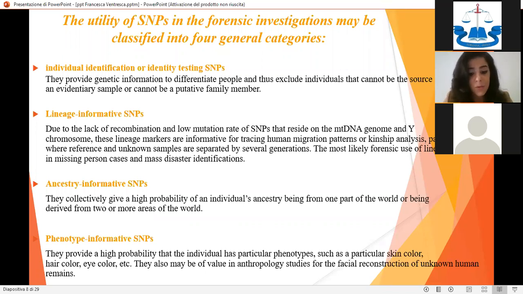Then SNPs could also provide information about the ancestry, and they can also give information about the phenotype such as skin color, hair color, eye color, and so on. They also may be of value in anthropology studies for the facial reconstruction of unknown human remains.